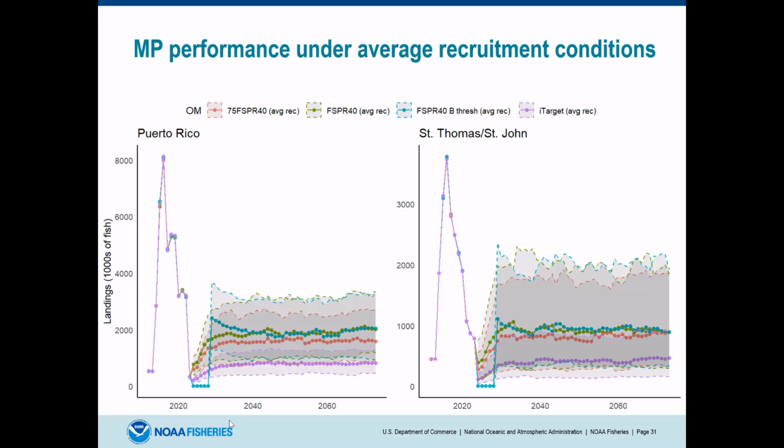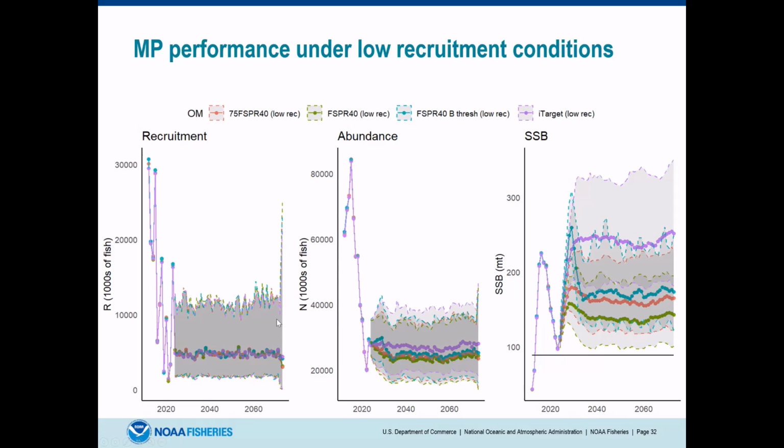Yellowtail snapper, for reference, is a really fast growing fish, and so that's why we kind of see that rebound there. F40 and 75% F40 perform pretty comparably, and then the iTarget being set to such a conservative level nets the lowest level of landings and consequently the highest abundance and spawning stock biomass. Sorry, I'm barreling through this. I just want to be mindful of time and I want to be able to answer any questions that folks have.